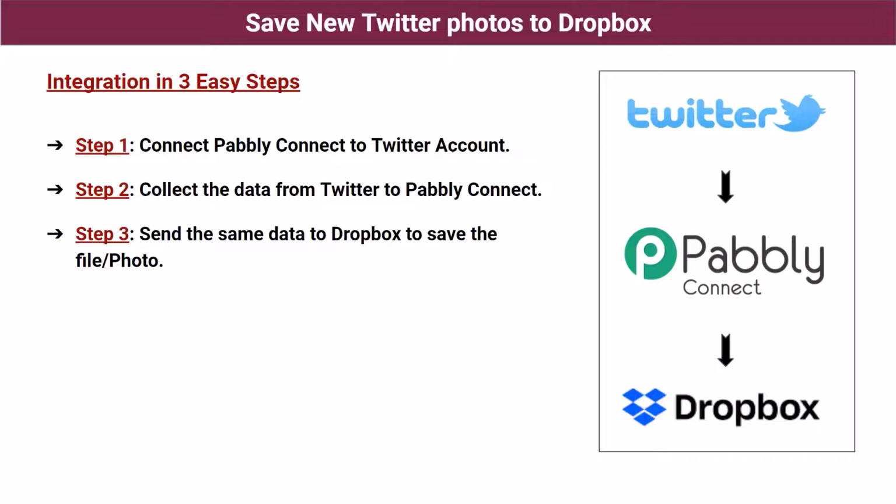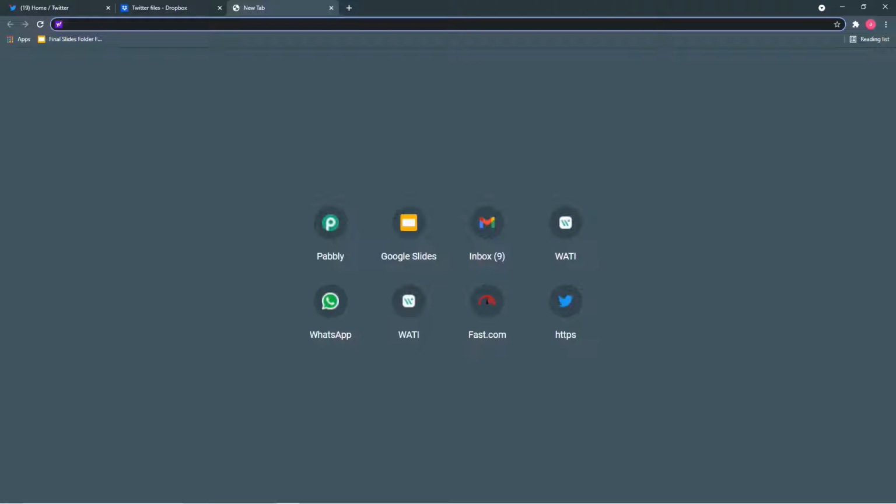And step 3 is send the same data to Dropbox to save the file or photo. So in the last step, we are going to bring the collected data from Pabbly Connect to Dropbox and save the file here. Alright, now let's switch to our step 1 and open Pabbly Connect.